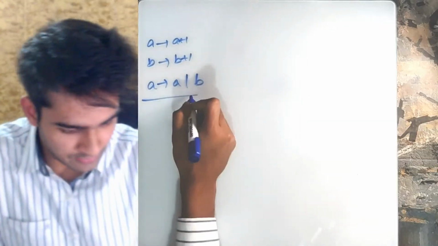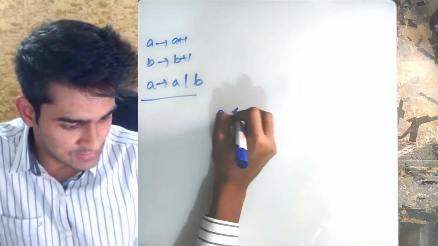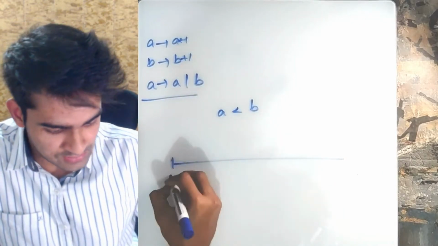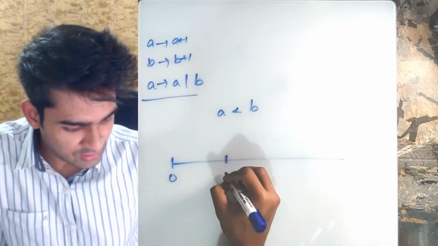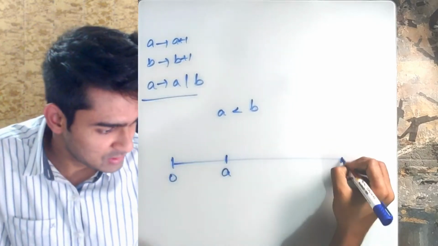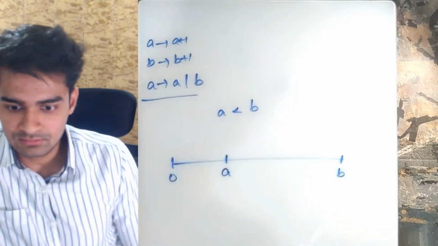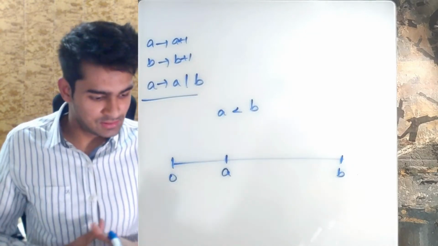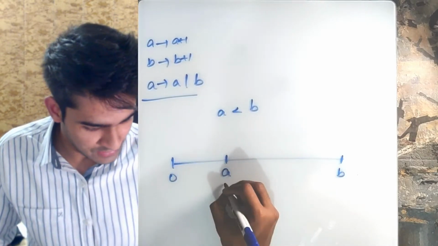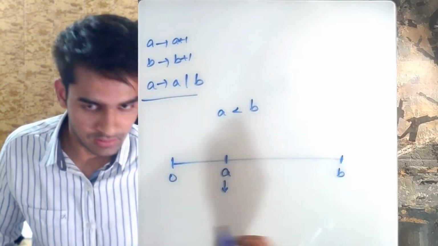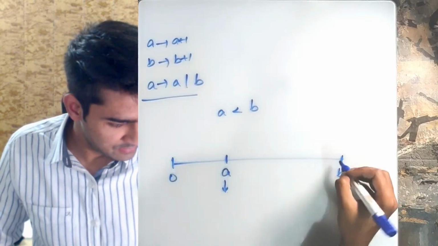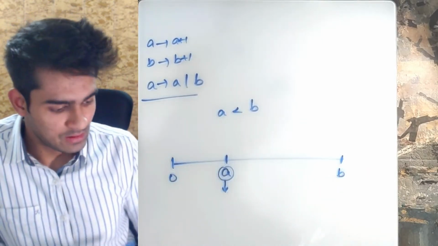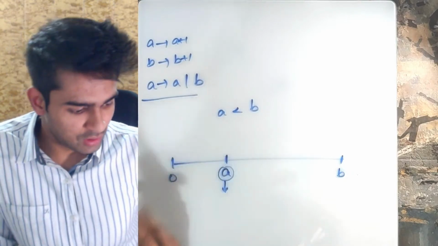show my complete board. Okay, so we know that a is less than b. Let's say this is a number line, this is 0. Somewhere along this line we have a and somewhere along this line we have b. Now let's try to make a equal to b. In order to do that, what are all the possible options?